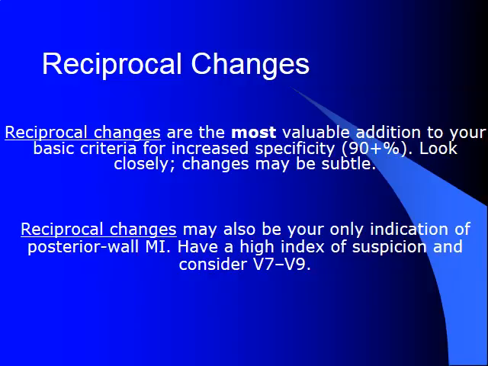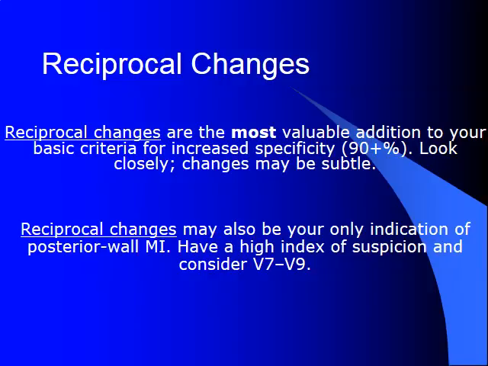Reciprocal changes. These are the most valuable addition to your basic criteria for increasing specificity. You need to look closely because these may be very subtle. Reciprocal changes may also be your only indication of posterior MI. So you need to have a high index of suspicion and consider a posterior 12 lead or V7, 8, and 9.